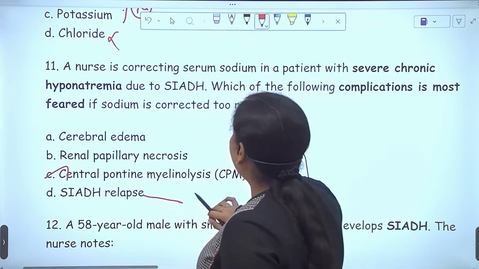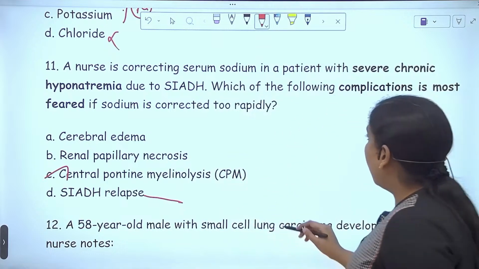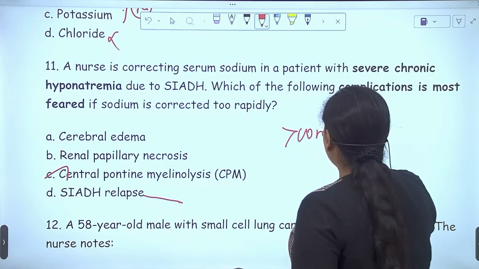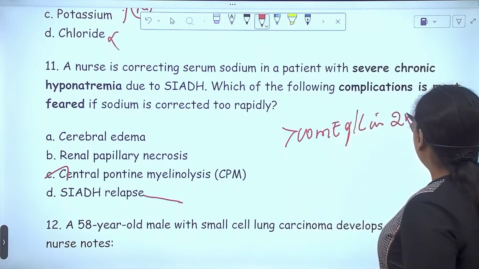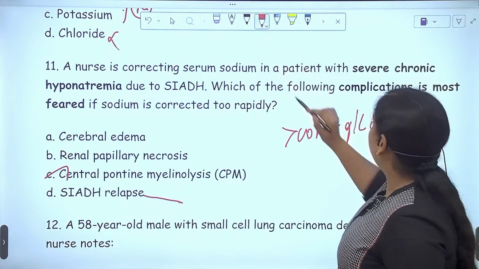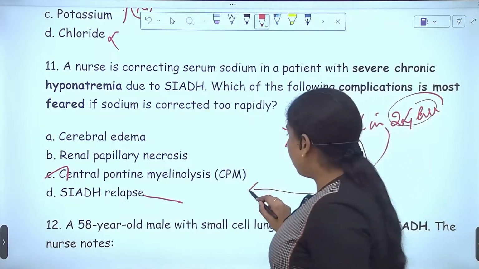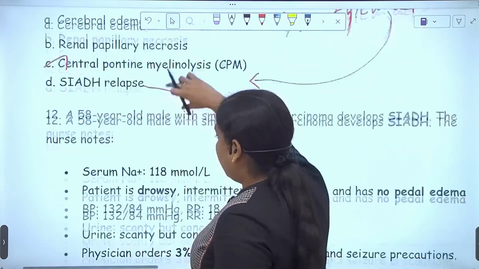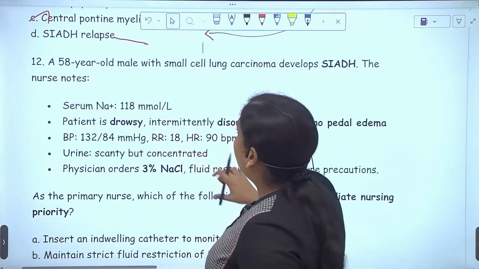If you're doing a rapid correction for your hyponatremia, greater than 10 milliequivalent per liter in 24 hours, this is going to ultimately lead to central pontine myelinosis in your neurology system. So now again, a next application based MCQ.